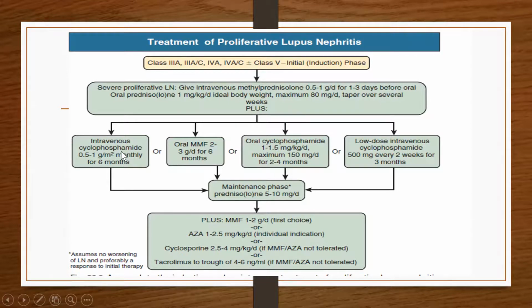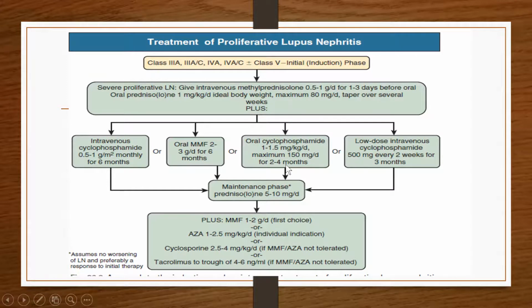Either intravenous cyclophosphamide, this is based on the NIH trials, 1 gram monthly for 6 months, or oral MMF 2 to 3 gram for 6 months. This is based on the ALMS trial, or low dose IV cyclophosphamide based on the Euro-Lupus trial, or oral cyclophosphamide. So steroid plus any of these four are comparable.